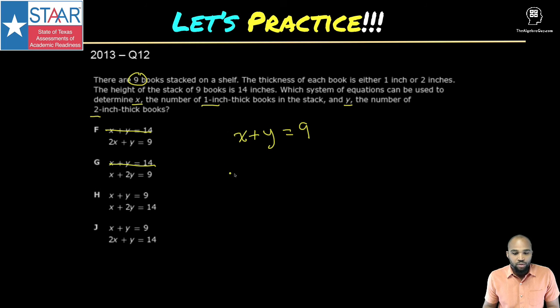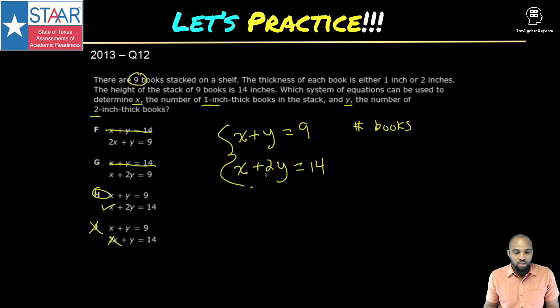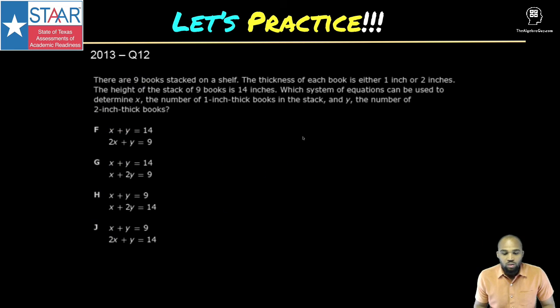So what about the height? This is looking at the number of books here. What about the height of the books? Well, I know the total height is 14. The X's are just 1, so that's 1X, plus 2 inches for every Y. This is the equation I want to put together to finish my system. So which one is this one? Looks like it's going to be this here, not that one for that reason. All right, let's go to our next one.